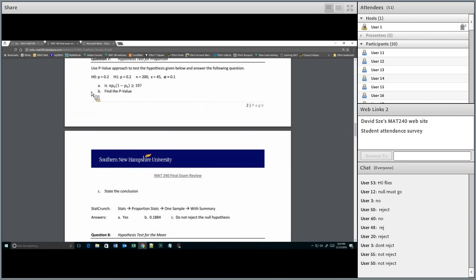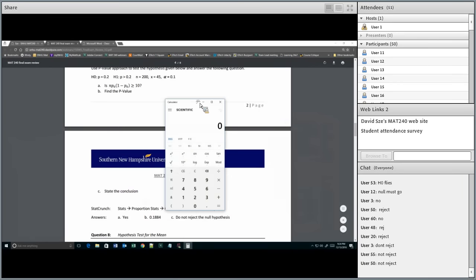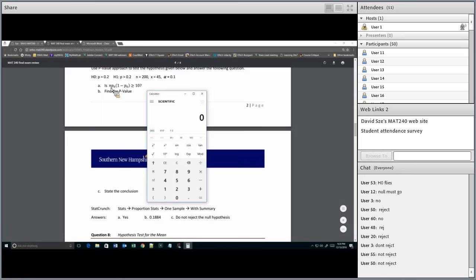Okay, so this was a very simple question here. Is N P naught times 1 minus P naught greater than 10? Well, let's do that. My N is 200. P naught is the proportion under the null hypothesis, so P naught, or P0, is this P here, 20%. So it's 0.2. 1 minus P0 is 1 minus 0.2, or 0.8. So this becomes N times 0.2 times 0.8.